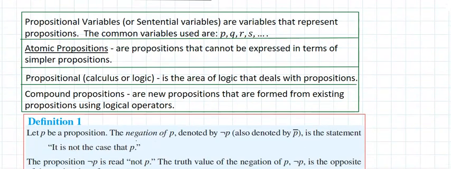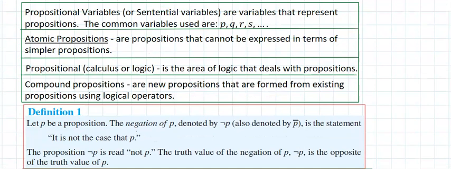Now, a couple of definitions as we go on. Not that we're going to use all of those, but these are going to come up as we move throughout the course. Propositional variables are variables that represent propositions. So instead of listing the whole proposition, we normally use common letters P, Q, R, S. We say let P be this proposition, Q be another, and so on. Atomic propositions, again, there are no definitions on the exam. You just need to kind of understand those as we read and move throughout the book. Atomic propositions are propositions that cannot be expressed in terms of simpler propositions.